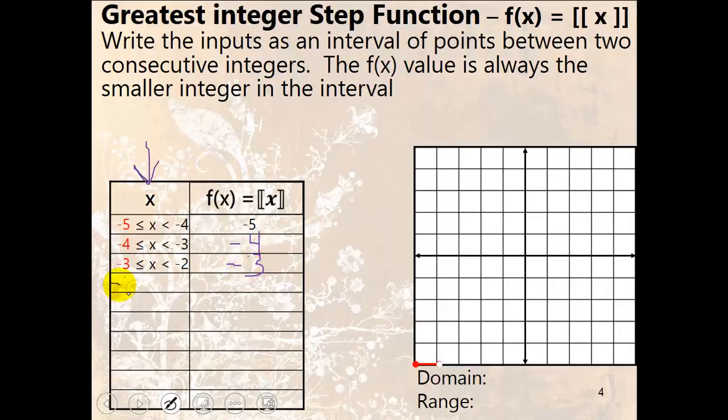And then -2 is less than or equal to x is less than -1. That's going to round to -2. And -1 is less than or equal to x is less than 0. It's going to go to -1, and so on, and so on. So let's go ahead and try and graph these.